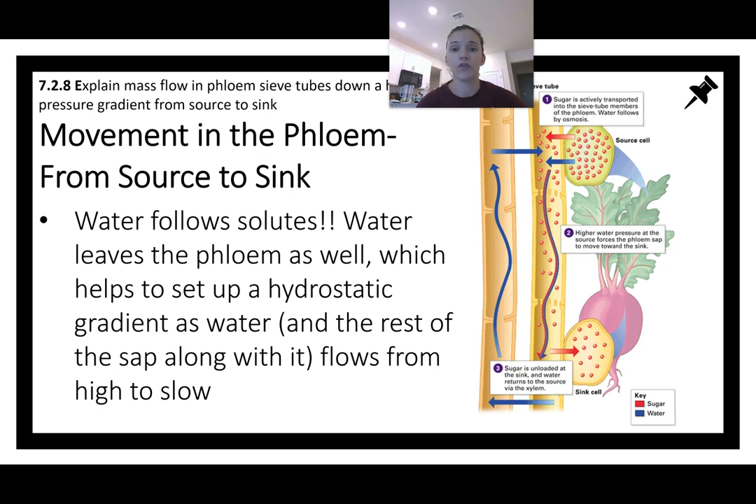So there is also what's called a hydrostatic gradient, where there's water concentrations pulling it from high to low as well. So water is involved as well, but not to a super huge extent. But you do want to note that there is a hydrostatic gradient there.